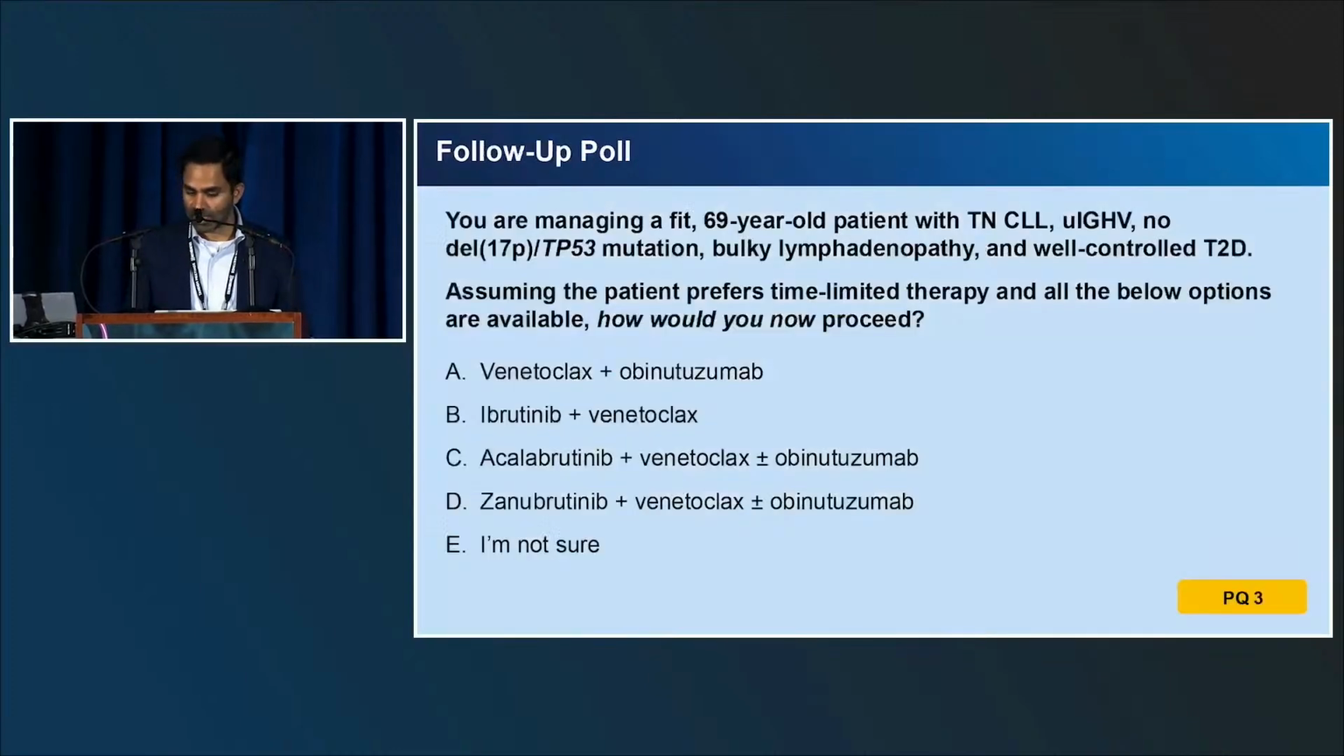So now we're just going to quickly do a follow-up poll, and then we'll move on to a little bit more data before we switch to mantle cell. So same scenarios as before. Maybe we're asking you if you might have a different answer now after the data we disclosed.